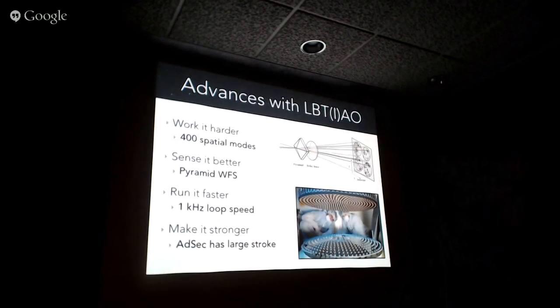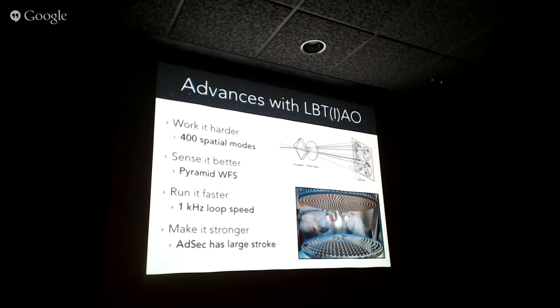So our system has several advantages over previous generation systems. As I mentioned, we have this excellent deformable mirror with a large number of actuators, meaning that we have finer grain control over the spatial patterns that we put on it. We can better match the atmosphere.